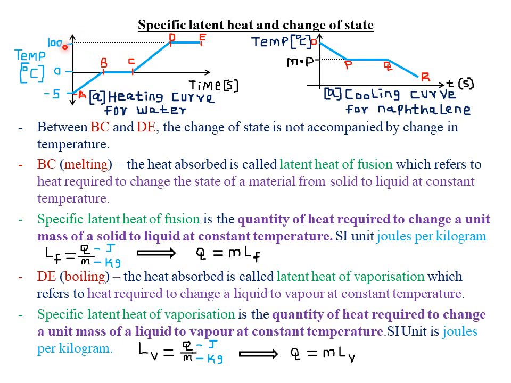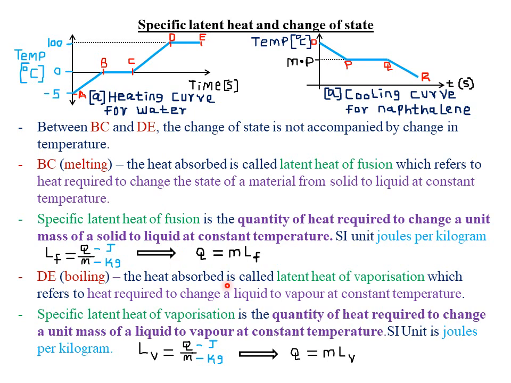Then between point D and E, we are talking of 100 degrees. We know the boiling point of water is 100 degrees. So between point D and E, the water will be changed from the liquid state into the gaseous state, that is into steam, or what we call water vapor. So point DE is the boiling point of water. Of course, it also takes place at a constant temperature of 100 degrees Celsius.